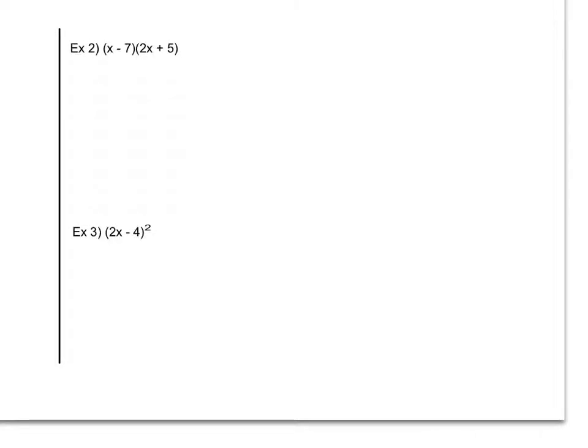Let's look a little bit closer at the FOIL process with these two examples here. So looking at example 2, I see I have a binomial times a binomial. So that's when FOIL works. Remember, it's just a way to help us remember that we catch everything when we're distributing. So it's first times first plus outside times outside plus inside times inside plus last times last.